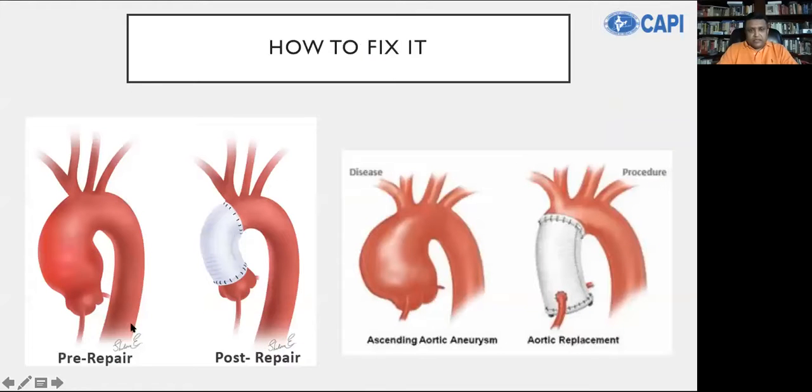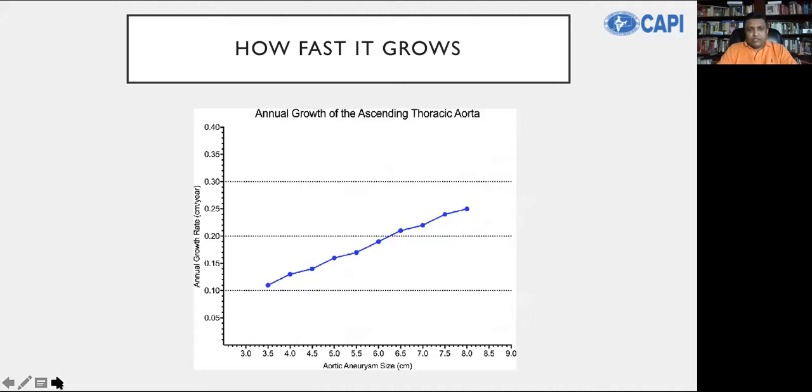All right. So I was just telling you that the simple way to treat or fix the aortic aneurysm is to basically take the diseased part out and replace that with a tube of Dacron. Now, the one question that everybody will ask is how fast it grows. And the answer to that question is very simple. It depends on the size of the aortic aneurysm. The easiest way to remember that is the smaller the diameter, the slower it grows. The bigger the diameter, the faster it grows.